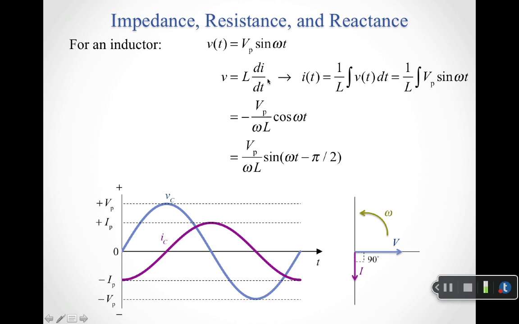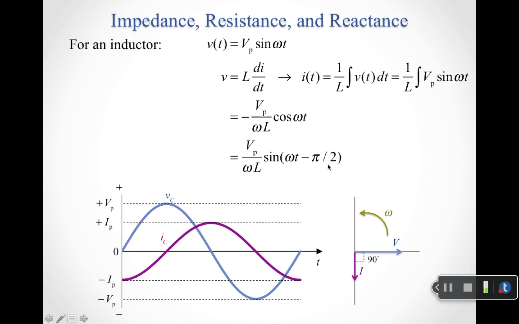And so when I rearrange this and undo the derivative by taking an integral, what I get is that the current is just going to be 1 over L times the integral of my voltage times dt. So this will be 1 over L times the integral of Vp sine omega t dt. And so when I do that integral, what I get is this minus sign, Vp over omega L cosine omega t. And again, I can turn this minus sign and the cosine back into a sine function by recognizing that the minus and the cosine will become a sine of omega t minus pi over 2.